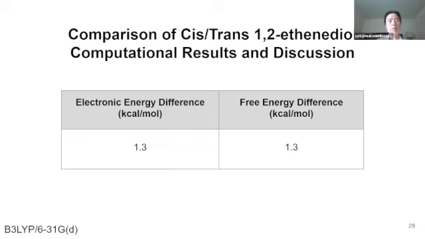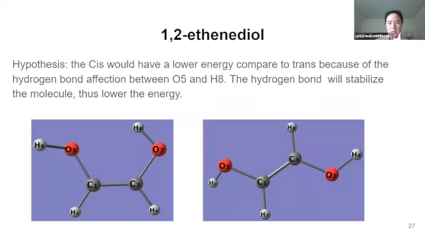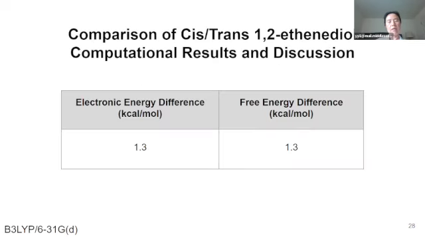Okay, I'll be careful. So the result of the comparison did not support my hypothesis, because although there's a hydrogen bond between oxygen 5 and hydrogen 8 that may occur for the cis, however, the stereo position will have a higher impact on this compound.